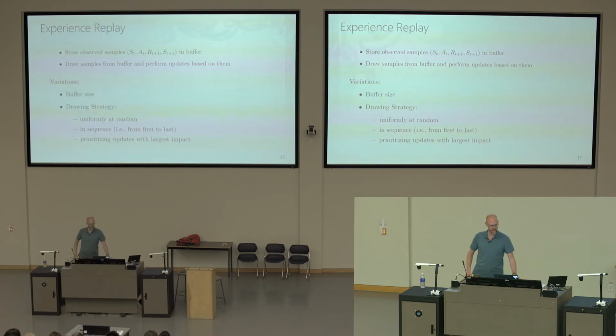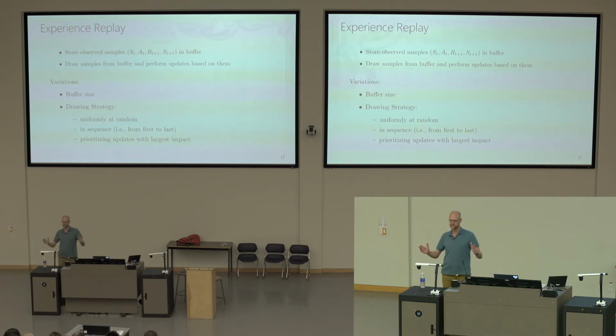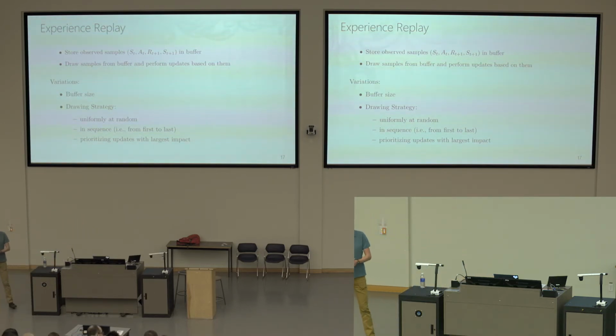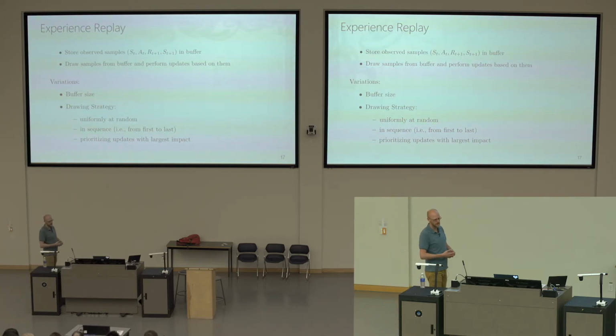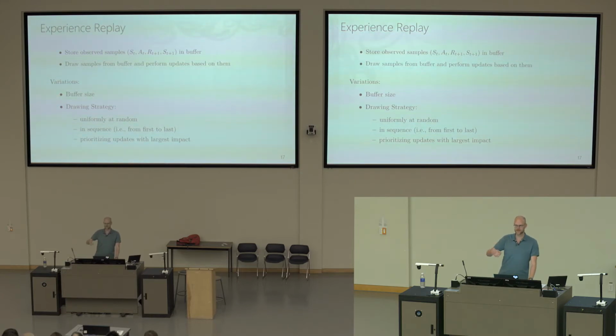What are the variations of this idea? You can play with the buffer size. You can only keep the latest X samples, or you can store them all if you want. The way you draw samples from it is another big factor in the different variations. In the most simple case, you draw uniformly at random, but you can also draw in sequence. The original paper just stored 10 or 20 samples and went from first to last. And you can try to do something more clever and prioritize those samples that you expect will have the largest impact on your value. Prioritized experience replay is one of them.